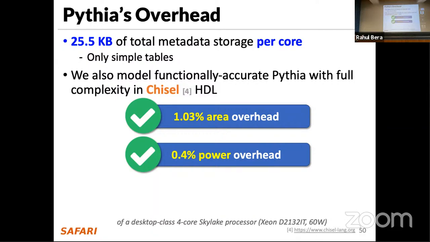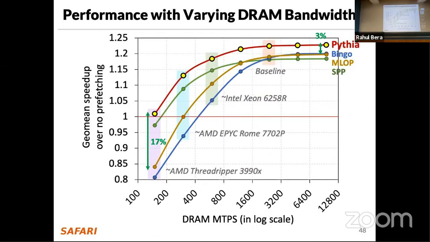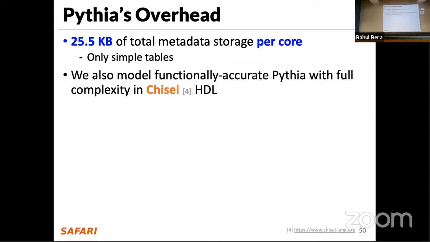But then if you also go back to SPP here, SPP is actually really lightweight. That's around 6 KB. So yeah, we are somewhere in between 6 KB and 46 KB.